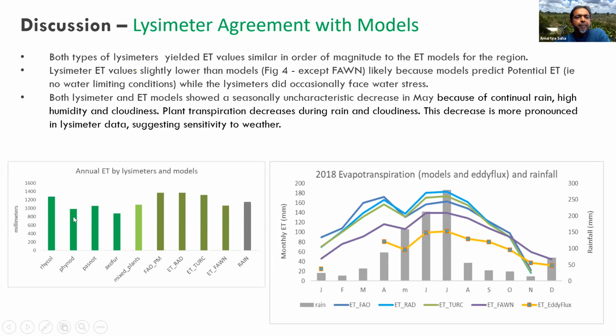And then both the lysimeters and the models, as well as Eddy covariance, showed an unseasonal drop in May, which I spoke to before, because May was just so rainy and cloudy. And as we know, plant transpiration decreases during cloudy conditions.